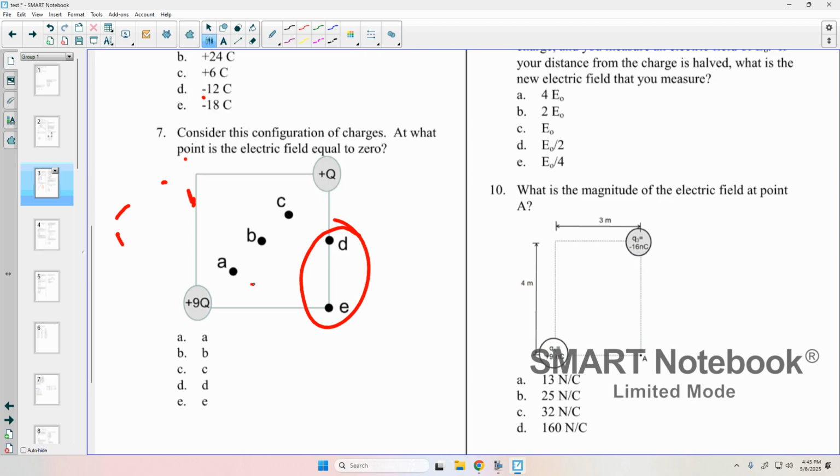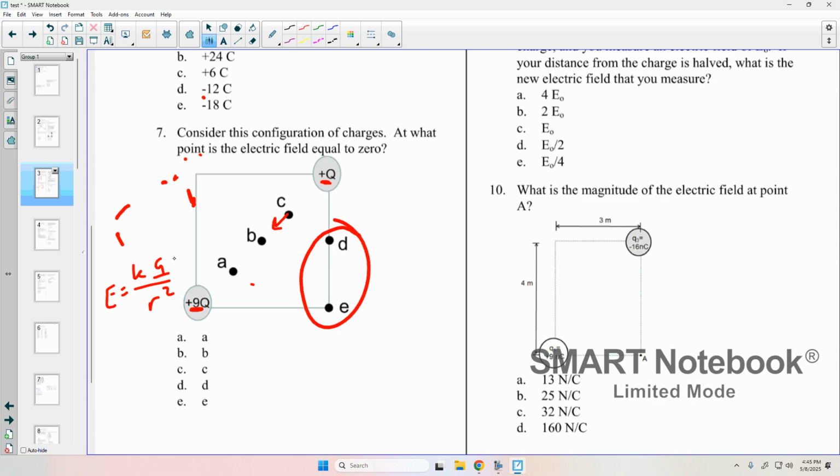So if I'm looking at C, the electric field due to positive Q is in that direction. And remember that the electric field is kQ over r squared. So what I want to know is, is the electric field due to this charge equal but opposite? I know it's opposite in direction because that electric field would be away from that 9Q charge. So is it equal in magnitude?